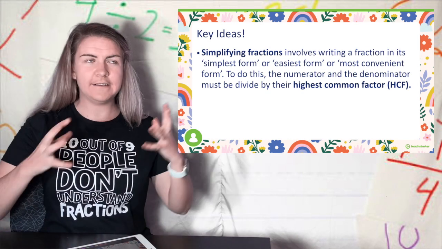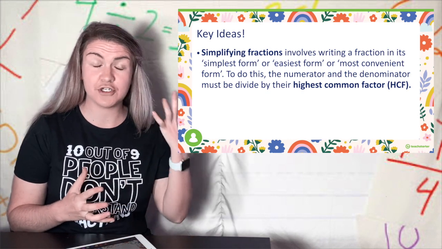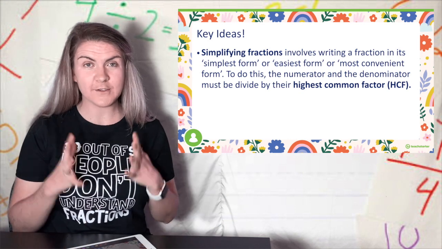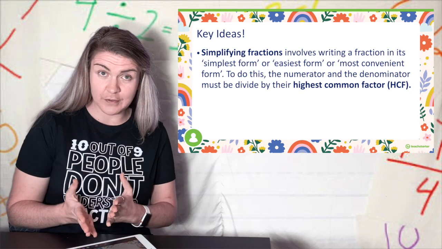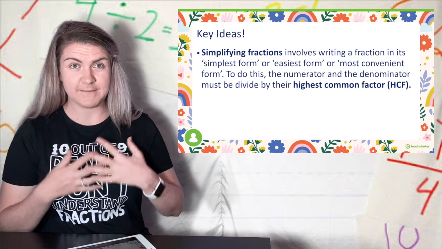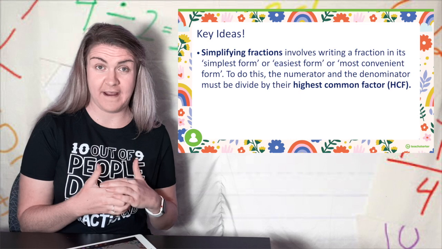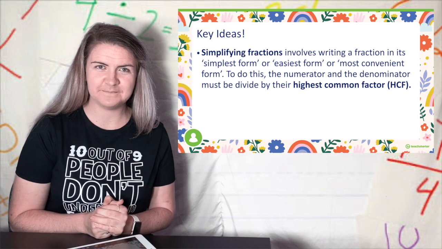Having really large numbers in your fractions can be confusing to try and visualize. So we always make our fractions as simple as possible. To do this, the numerator and denominator must be divided by the highest common factor between those two numbers.